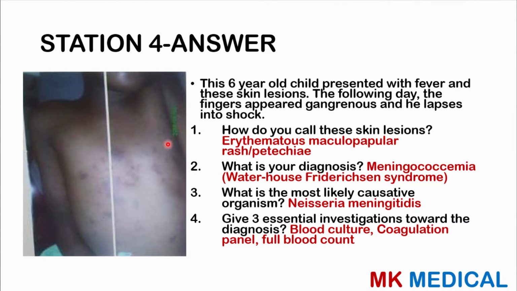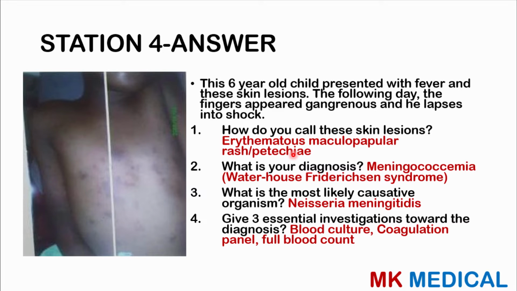So these are erythematous maculopapular rash, and you can see that some of these are petechiae. So obviously the diagnosis here would be meningococcemia, and possibly this child could be in a complication known as Waterhouse-Friderichsen syndrome, which is a very serious complication of meningococcemia, where a child can present with features of shock, adrenal hemorrhages, and of course these characteristic lesions that you see on the skin.